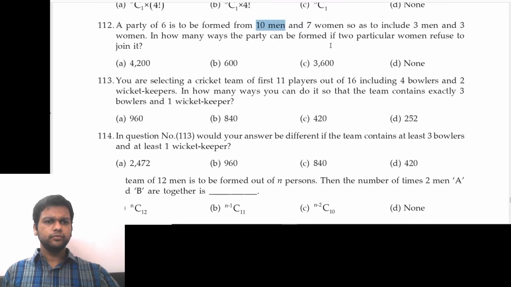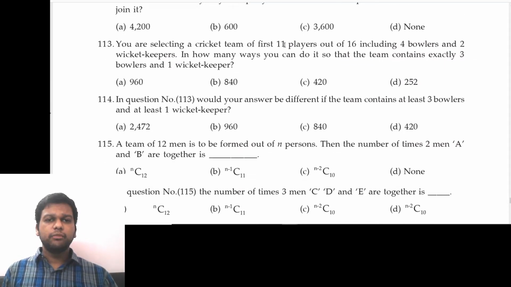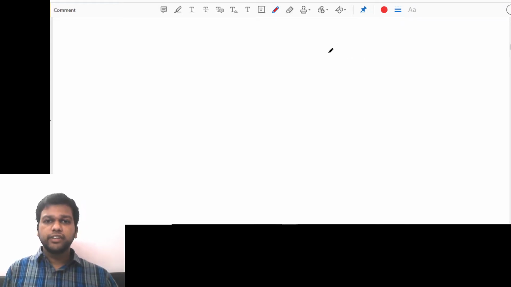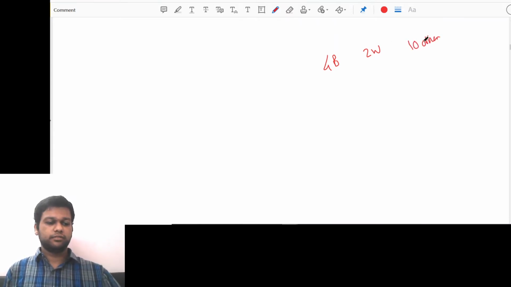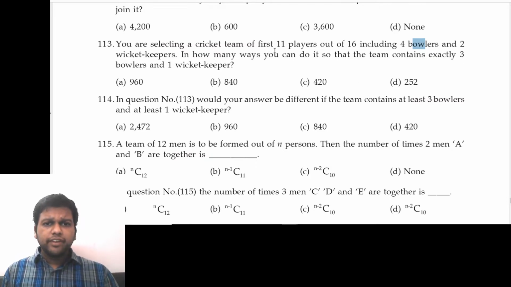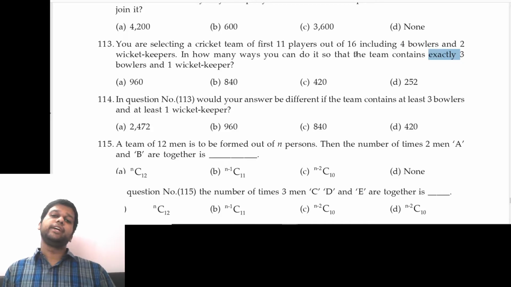Okay. Next, you are selecting a cricket team of 11 players out of 16, including 4 bowlers and 2 wicket keepers. That means we have 16 players. Out of that, we have 4 bowlers, 2 wicket keepers, so that is 6, and 10 others, maybe batsmen. In how many ways can you do it so that the team contains exactly 3 bowlers and 1 wicket keeper?